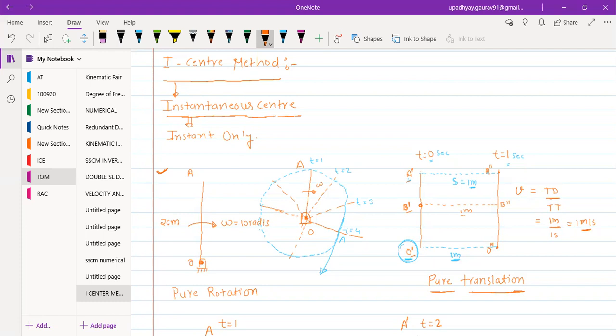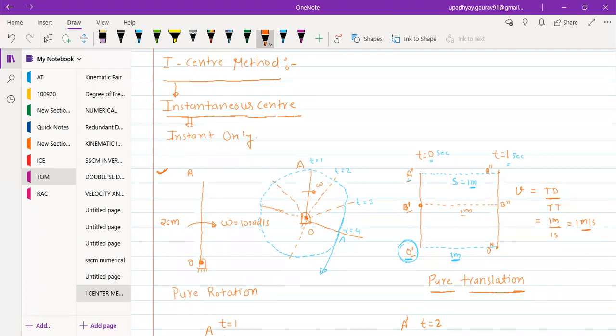But is this the case with pure rotation also? Or do all the points on the same link have different linear velocities? Just as in pure translation the velocity of all the links is 1 meter per second, if you mark any point on the given link, all have the same velocity only. Is this the same case with pure rotation also? Yes or not?